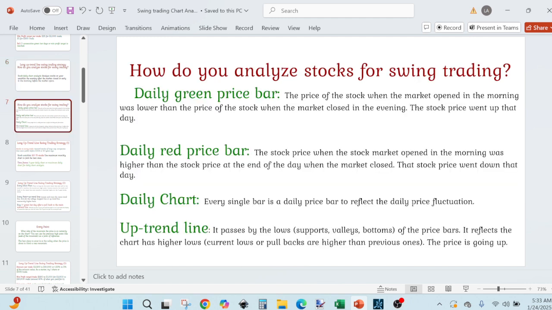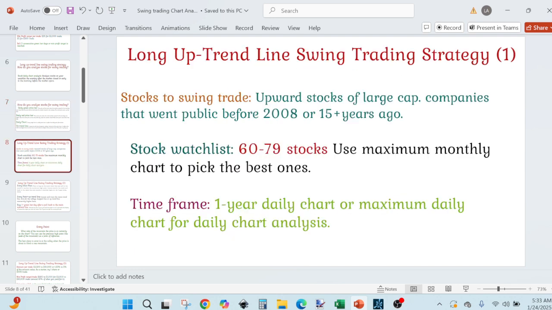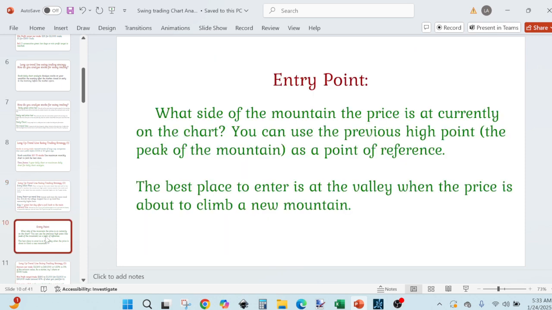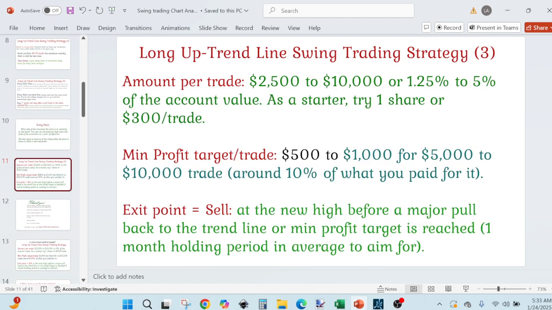We have our green bar and red bar that we pay attention to on the daily chart. It's good to have a stock watch list that you can analyze and pick stocks to buy, and when they reach a profit that you are comfortable with, you can sell. And we choose our trend line that we are comparing where the price is to that trend line and make decisions accordingly. And we are aiming to get in at the valley whenever possible.